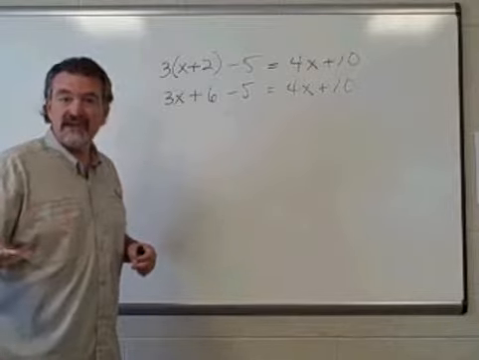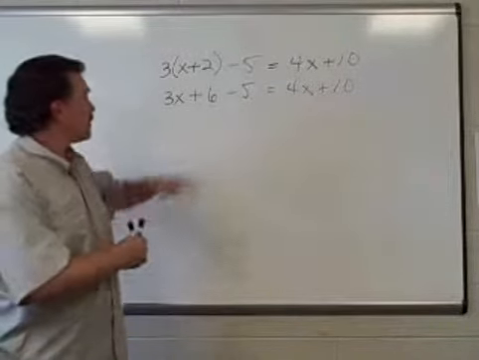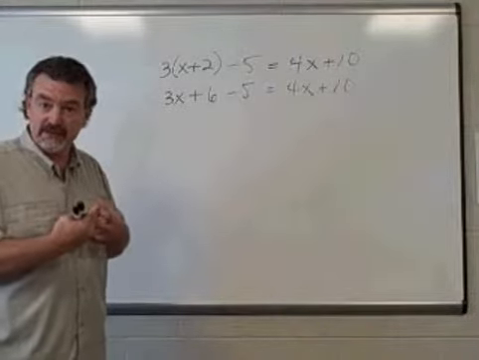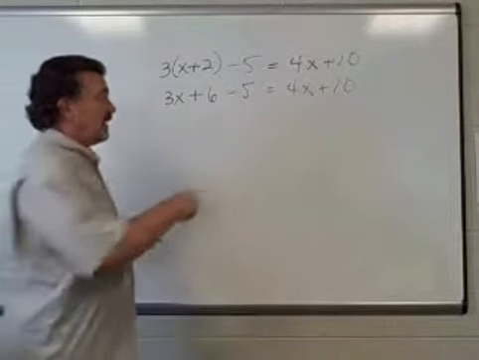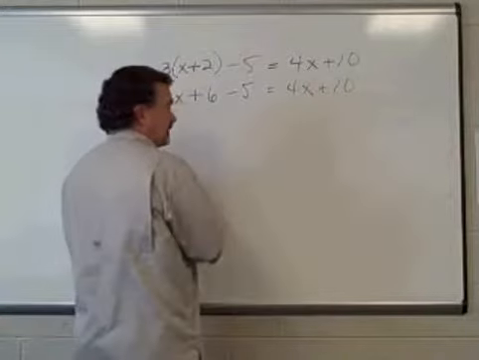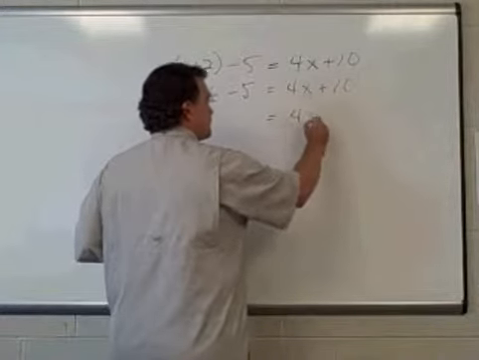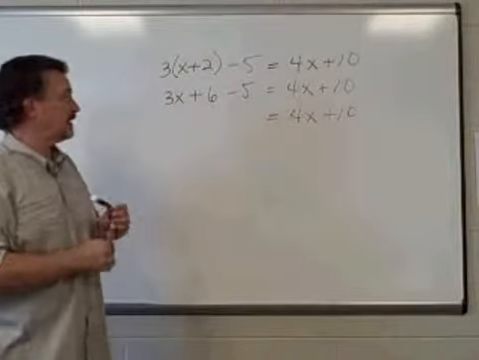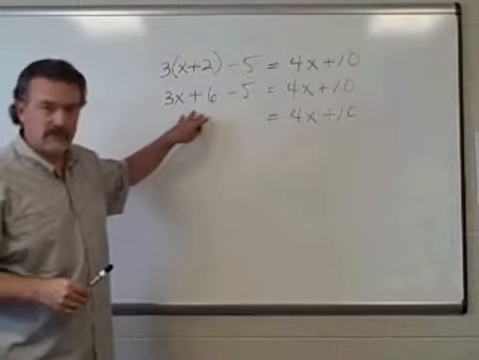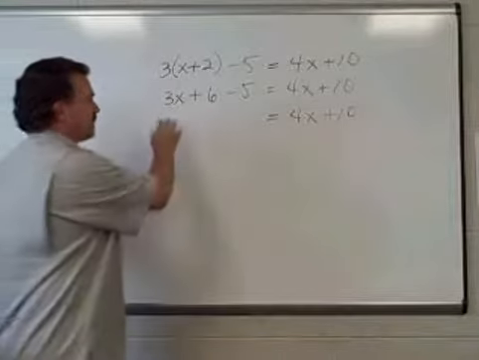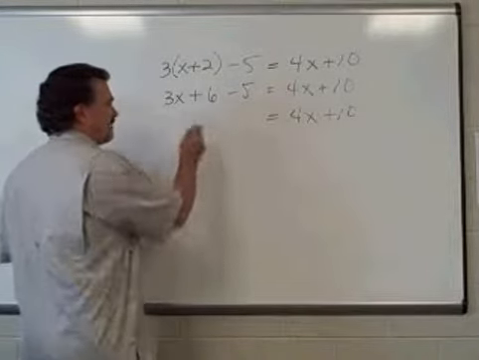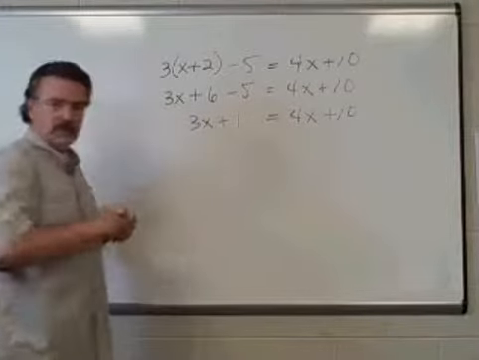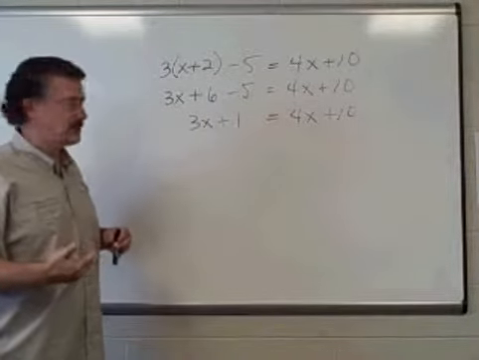Frantic partiers excitedly, expressions. We're going to look at the expressions now and see if there are any like terms within the expressions that we can combine. These two terms are not like terms. We can't combine them, so we simply write those two terms down again. But here we do have like terms we can combine. 3x plus 6 minus 5, the plus 6 minus 5 combines to plus 1 when we combine those like constant terms.